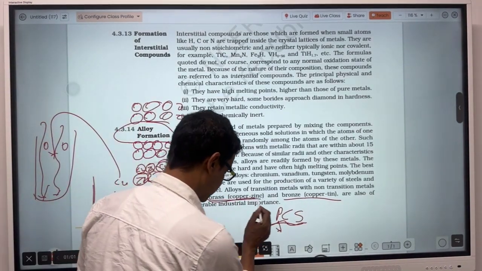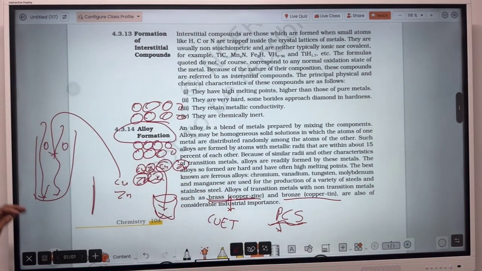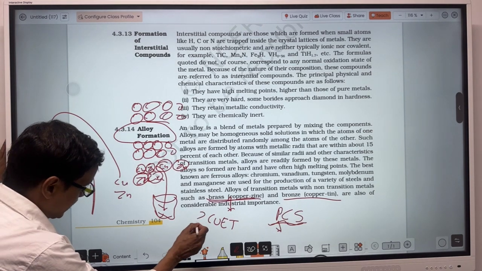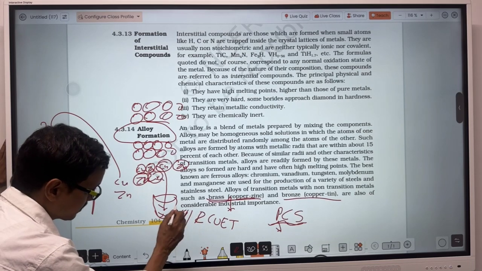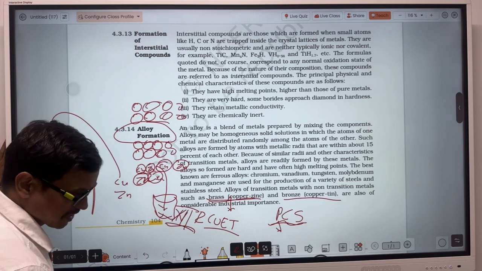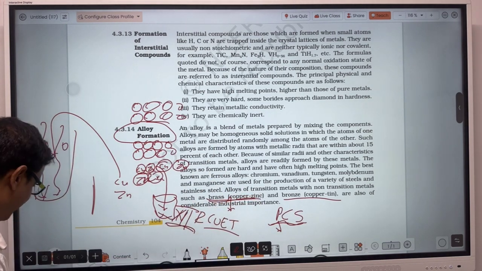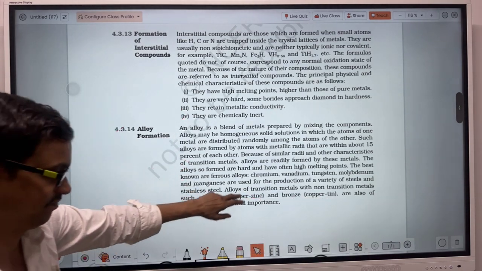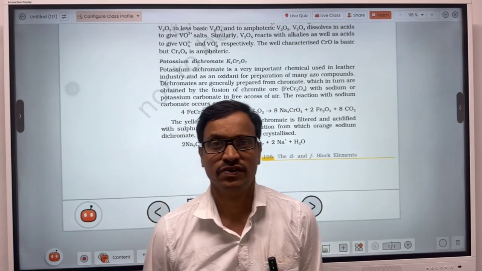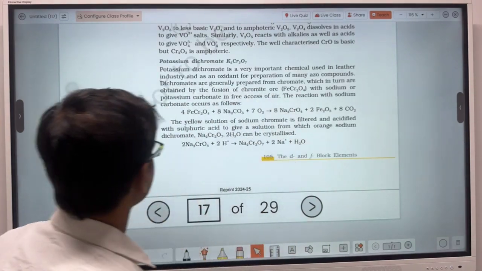The importance of this question is more in CUET. Till now it has not been asked in the 12th board, but nowadays MCQs are asked in the 12th board examination, so this will be important for your 12th board examination too. This point is important for the 12th board, for CUET, and if you study it, it will be helpful when you appear in the PCS examination. So an alloy is the mixture of two metals having the same atomic radii.